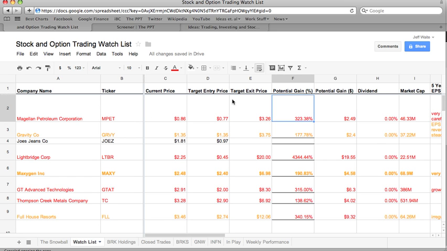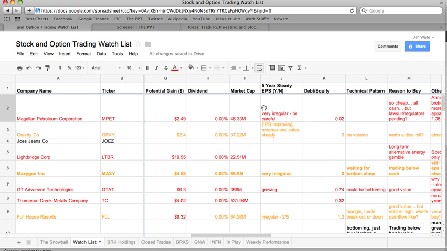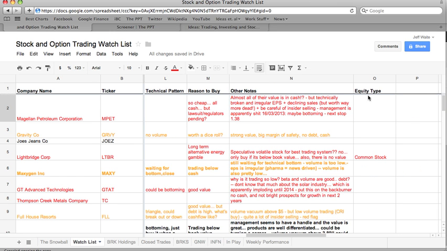Then, in addition to this buy zone criteria, I also note other things that are of interest to me. So is there a dividend? What's the market cap? How steady has EPS been over the last 5 years? Debt equity, technical pattern, a summary reason as to why, and then other notes, and sometimes I'm buying options, so I'll note that too if I want to go along some calls, let's say.